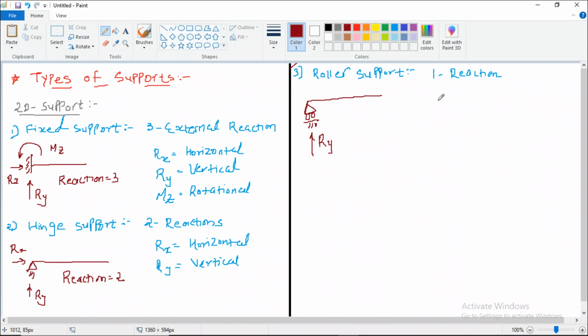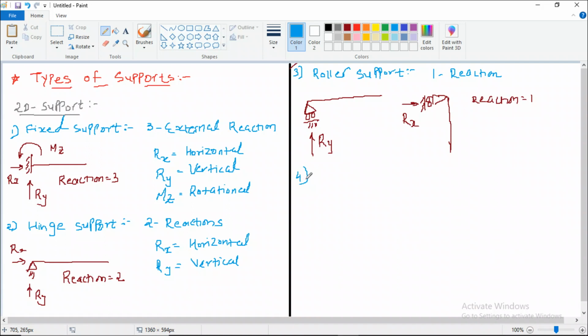Now let us say if we have a roller support like this. So here there is only one perpendicular reaction possible, that is Rx. So here the number of reactions will be 1.